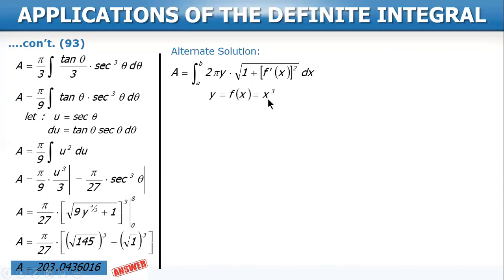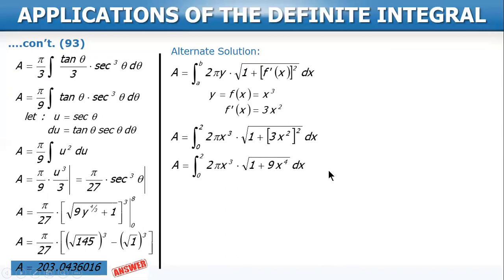Get the first derivative, it's simply 3x squared. So x man ta, 0 to 2 ta. Ang y is 0 to 8 man. Okay, y is x cubed and then 1 plus 3x squared squared. Now we can use u substitution because the derivative of x raised to 4 is x cubed. So let u equal to 1 plus 9x raised to 4, du is 36 x cubed dx.